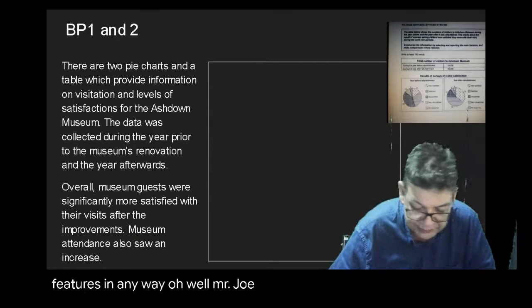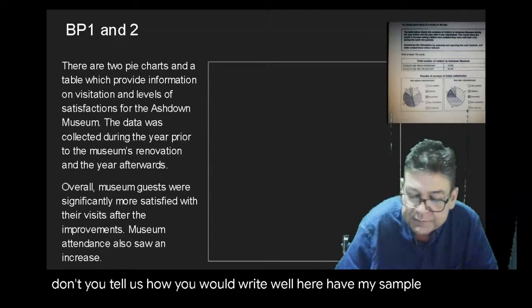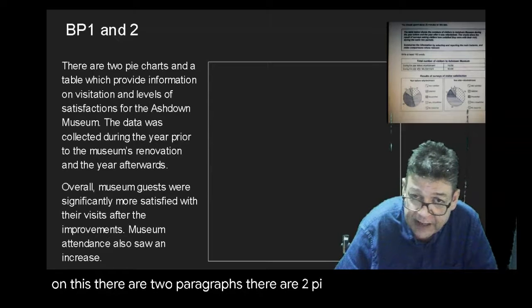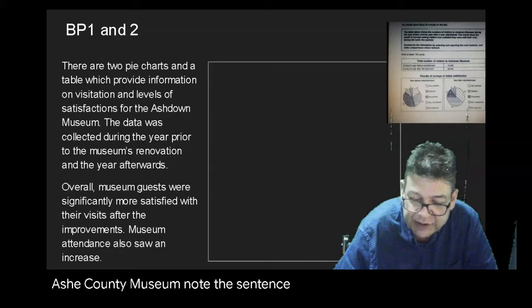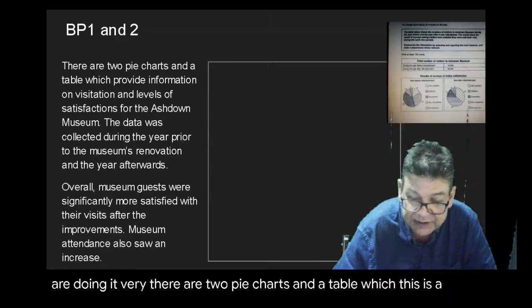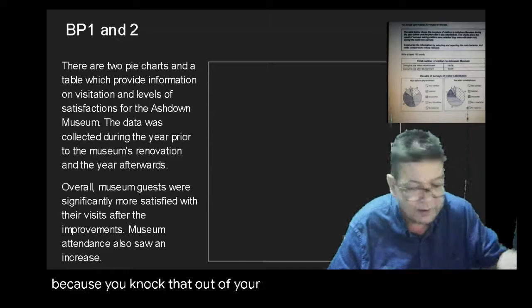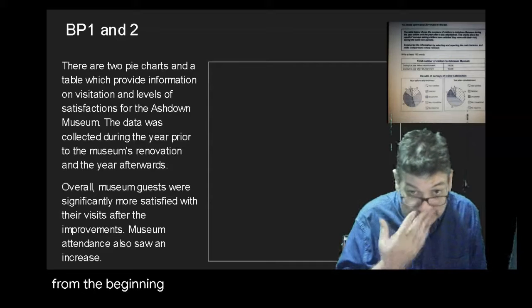Oh, well, Mr. Joko, you're so good at this. Well, why don't you tell us how you would write it? Well, here I have my sample report on this. There are 2 pie charts and a table which provide information on visitation and levels of satisfaction for the Ashdown Museum. Note, the sentence includes a relative clause. Okay, there are 2 pie charts and a table, which, this is a complex sentence right off the bat, and a good way to start a task 1, because you knock out one of your different varieties of complex sentences right from the beginning. Okay, I'll let you look at that.